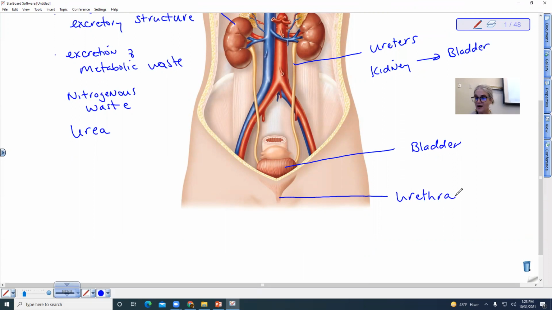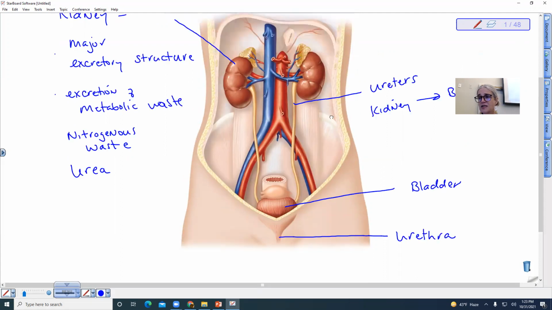So that urethra is in females very short, and it has a separate opening. So it has what is called the urethral orifice. In males, the urethra actually travels through the penis, and so it's much longer in males. And the males just have one opening for both their urinary system and their reproductive system, whereas females have two separate openings.